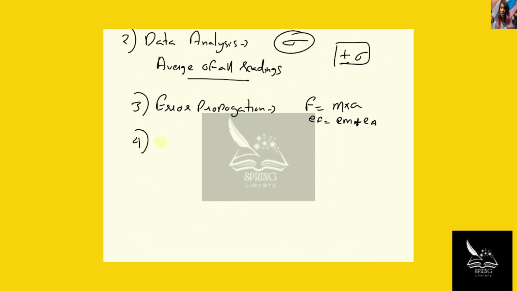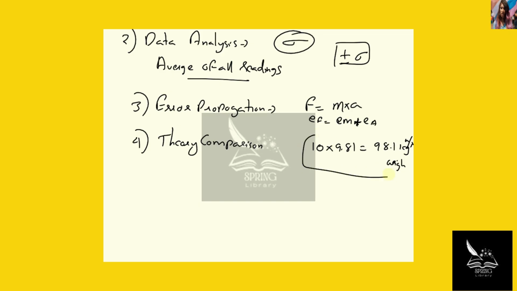The fourth one is theory comparison. You can compare with theoretical expectations. You predict, for a particular 10 kilogram mass times 9.81, you'll get 98.1 kilogram meters per second squared of weight. So you know the value, right? You check it with your measurement and you'll find a different value. You know the uncertainty there.